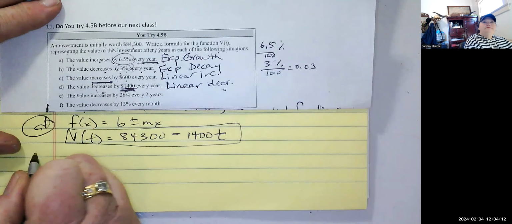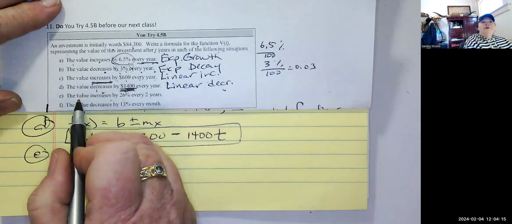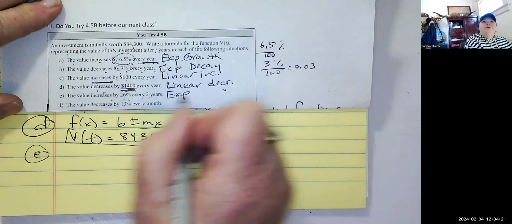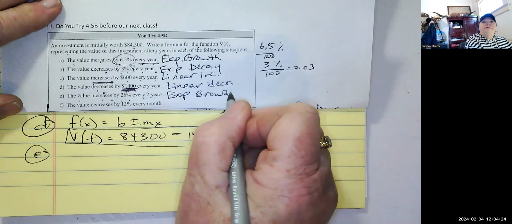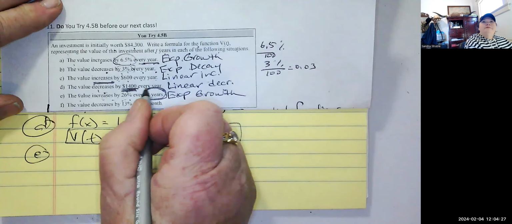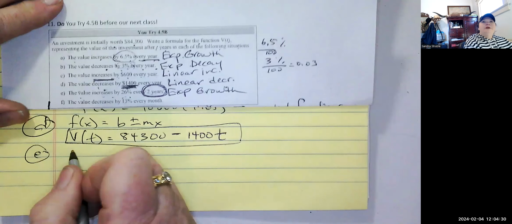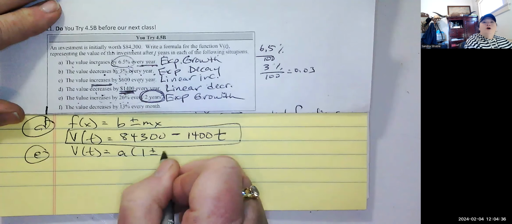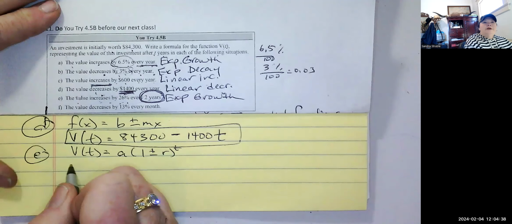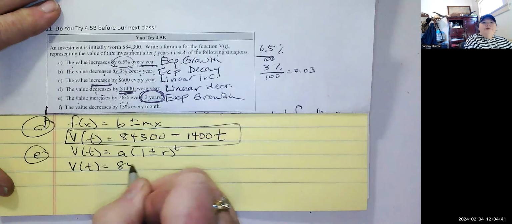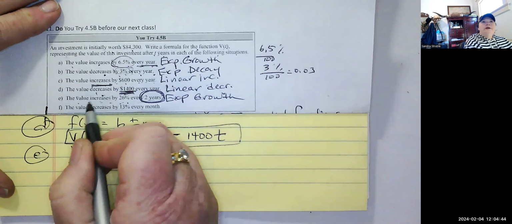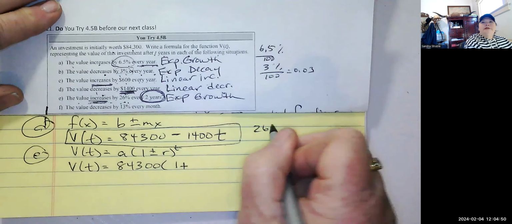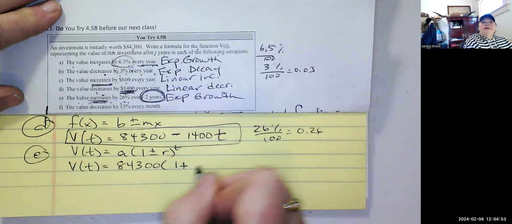Two more, we've got E. Value increases by 26%. We're back to exponential again. And it's every 2 years and it's increasing, so it's growth. And then you've got this bad boy right here that's going to make our exponents look different. So I'm going to go back and use my v of t is equal to a 1 plus or minus r to the t. So v of t for this one, the initial value is 84,300. Increasing, so it's plus. The rate is 26%. So 26% divided by 100 is 0.26.